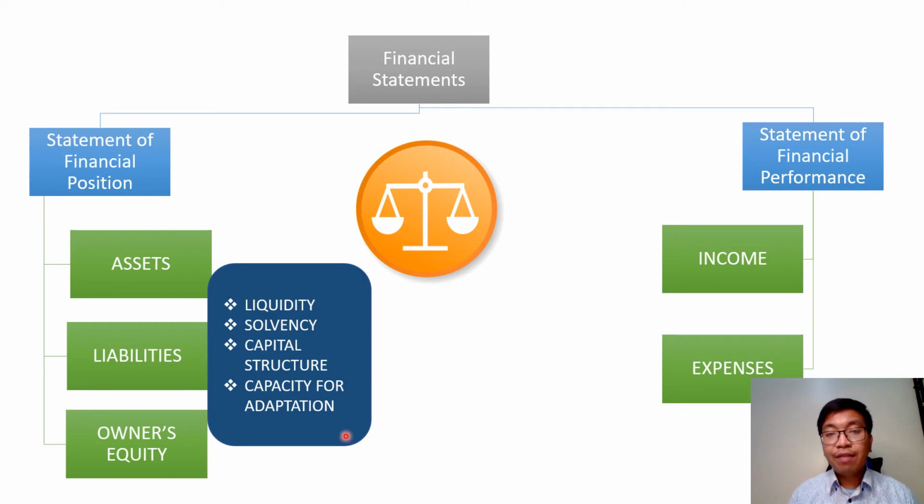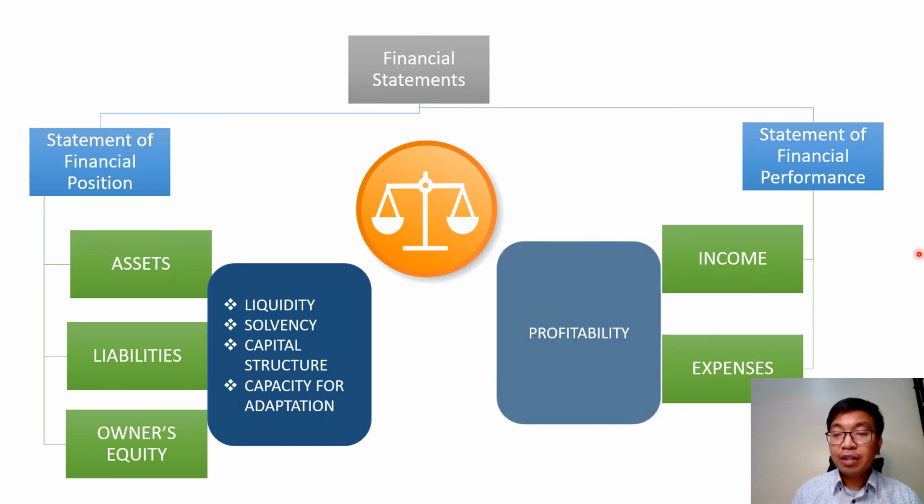And finally, we have the capacity for adaptation. This refers to the ability of the entity to change or modify its resource base, whether this is necessitated by changes in economic conditions, new opportunities, or maybe directives from controlling bodies. So for example, if there are opportunities present as of the moment, will the company be able to adopt it, or will the company be able to grab such opportunity? So that is capacity for adaptation.